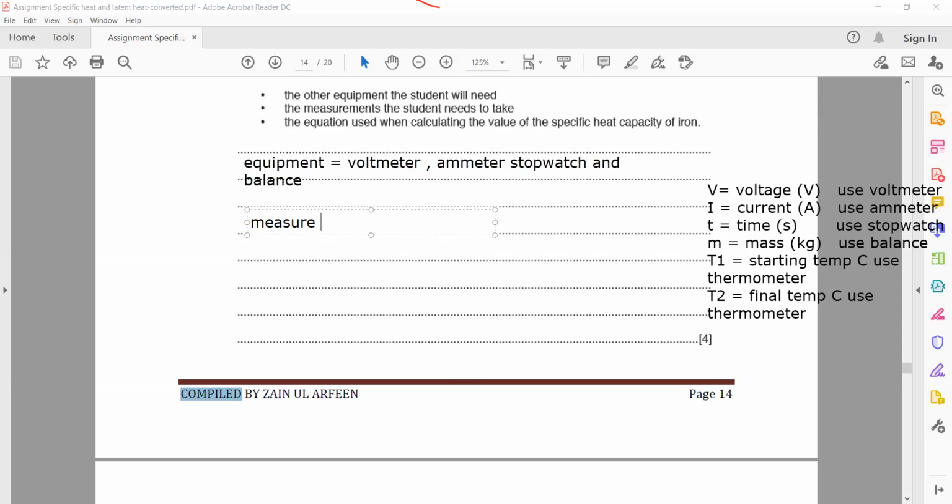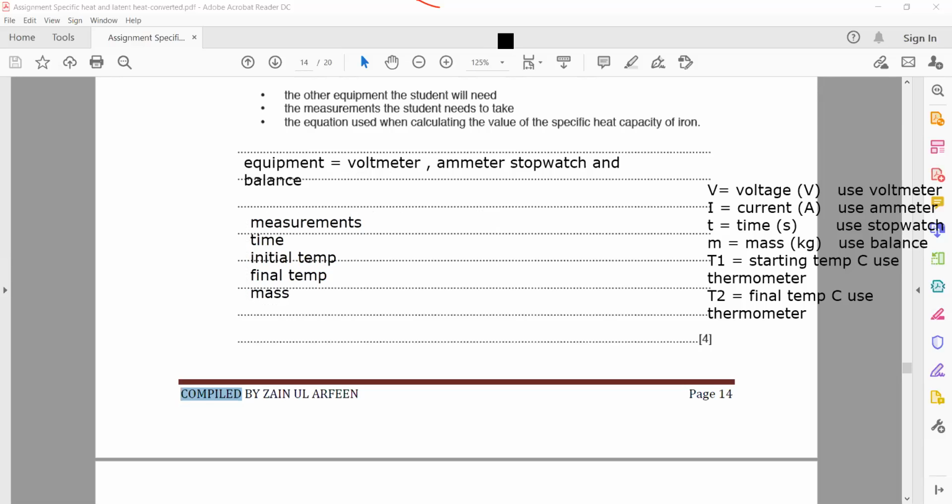So what we will measure, the measurements: we'll measure time, initial temperature, final temperature, and mass. Voltage and current are optional here. Why are they optional? Because the power is given, so you don't have to measure voltage and current.